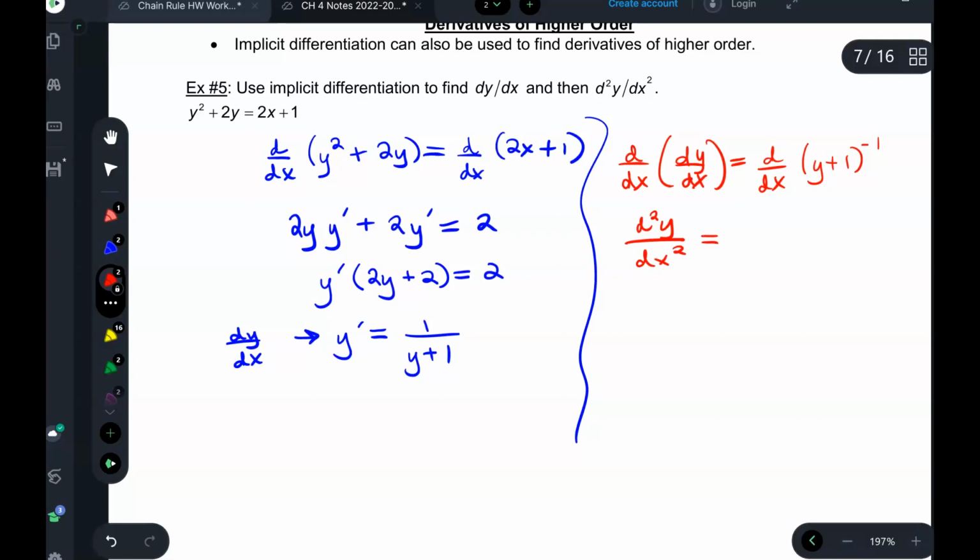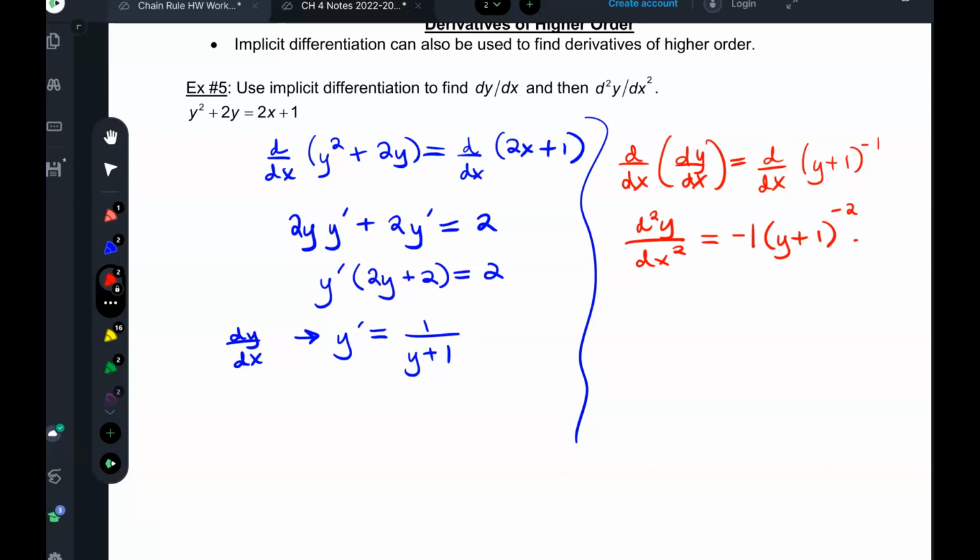Okay. How many places do I see y? 1. So I should have how many derivatives? 1. Derivatives of y, that is. What do we have? Negative 1. Keep the inside the same, y plus 1. Take 1 away. Negative 2. Times the derivative of the inside, y prime. If you want to put y prime or you want to write dy dx, it's the same thing.